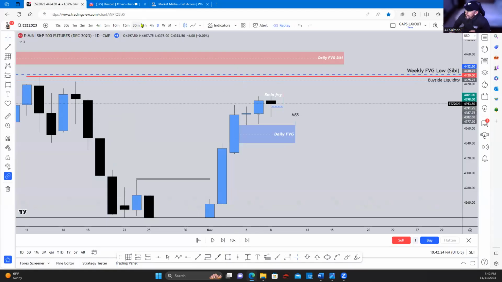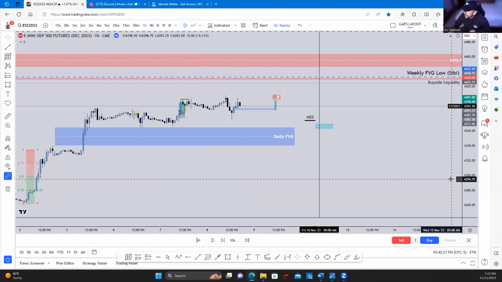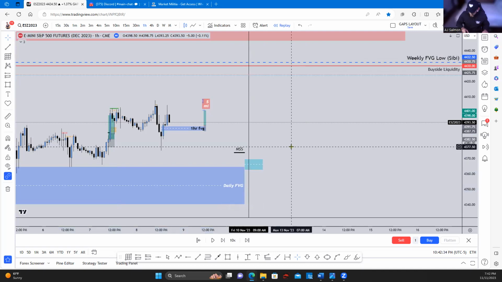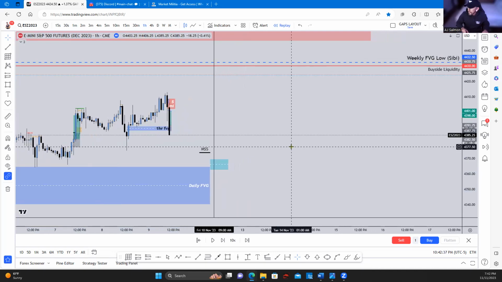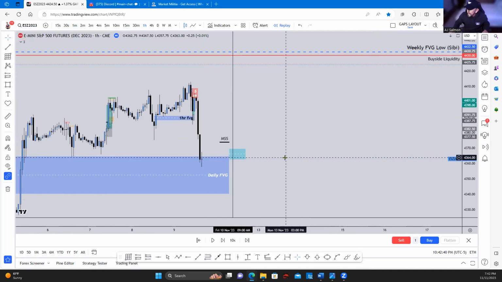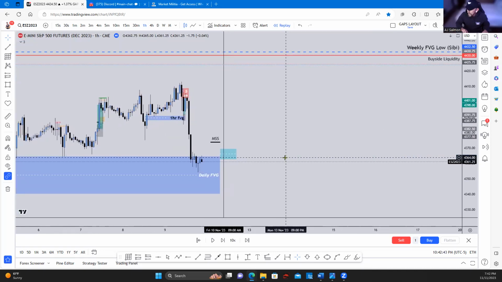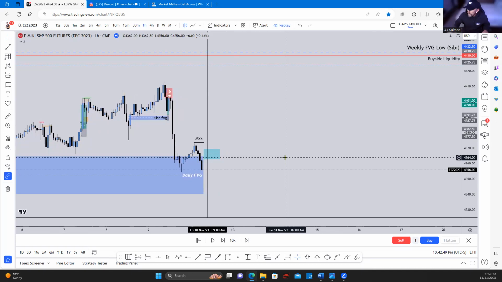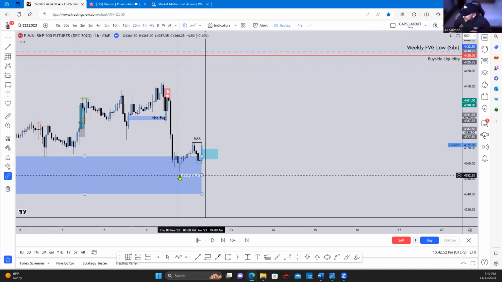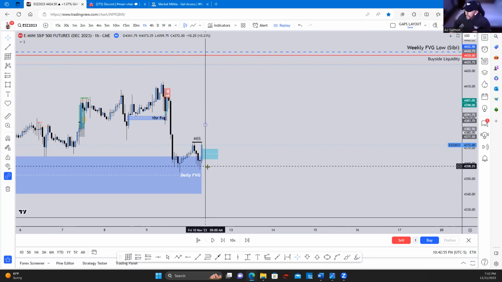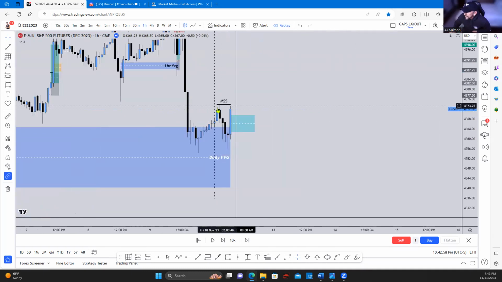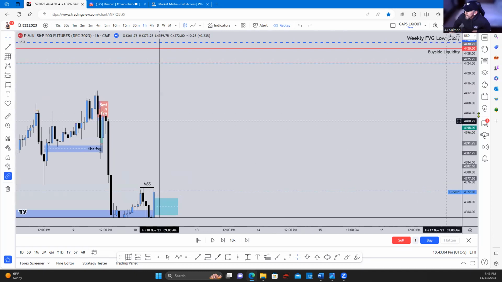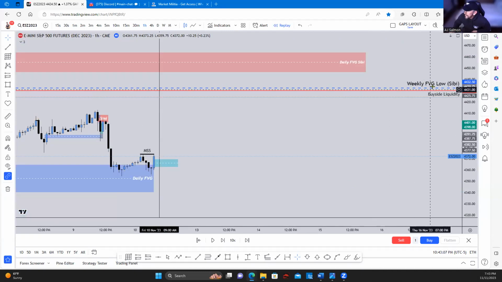So we drop down to the 1 hour. Okay, let's move forward. So you can see we dropped into that daily fair value gap, okay, which was our bias for price to come back into. Okay, so on the 1 hour, we can see we respected about 50% of that daily fair value gap range. And then I had marked up this high as structure for it to break if we are going to continue bullish and tap into this weekly fair value gap.